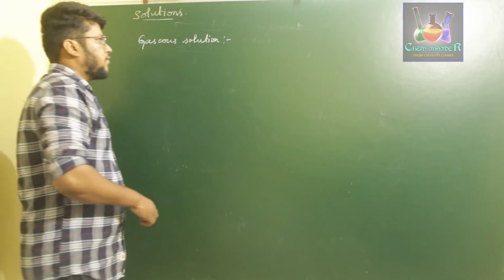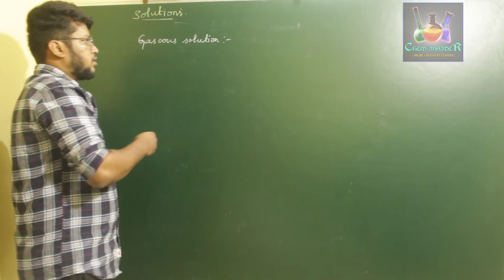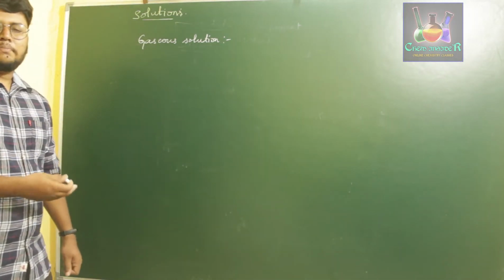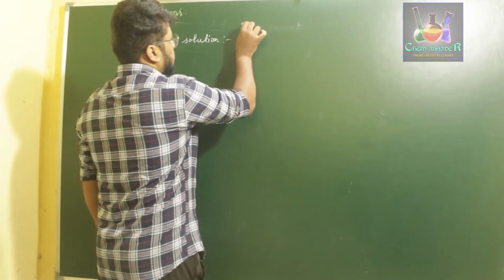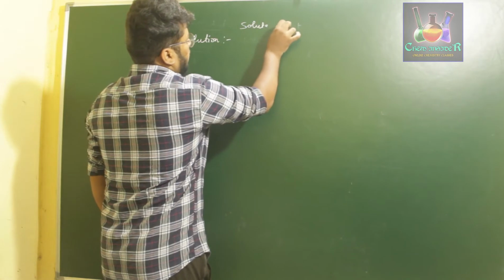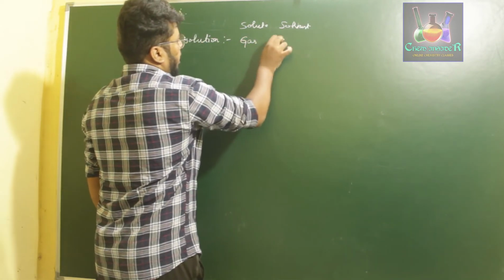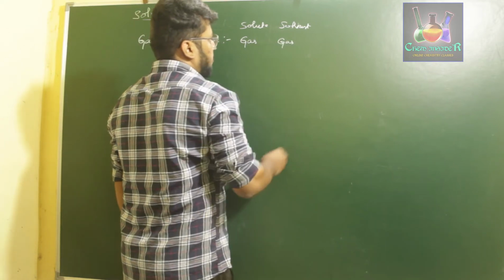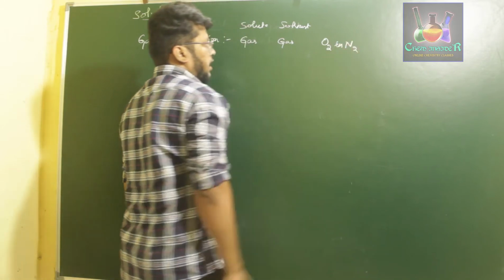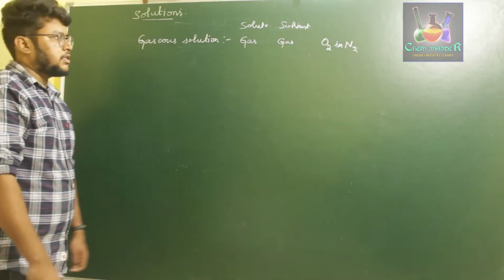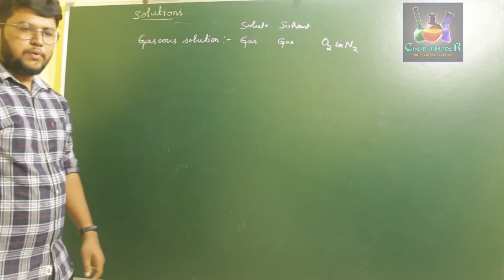For example, consider a gaseous solution where a gas as a solute is present in a gas as a solvent, where both solute and solvent are gas. We can have the example of oxygen in nitrogen, oxygen gas present in nitrogen gas. That gives us an example of a gaseous solution where solute is gas and solvent is gas.